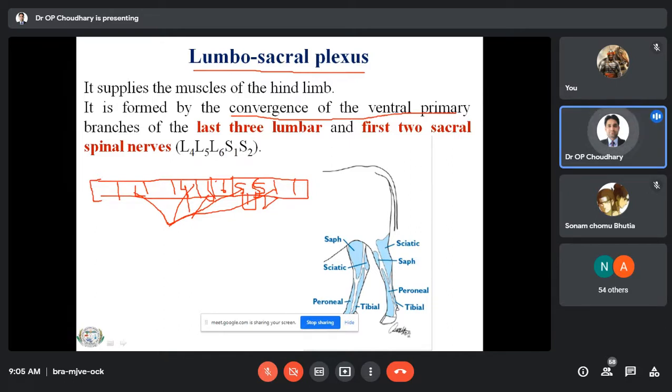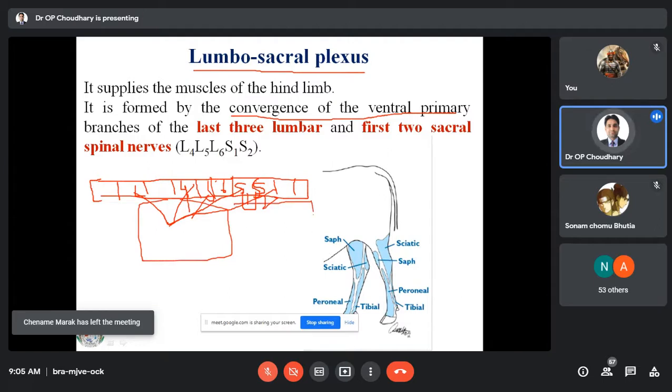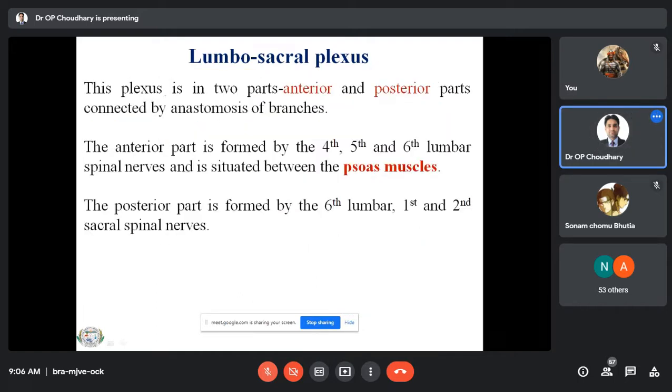And this plexus is usually divided into 2 parts: an anterior part will be present here, and there will be one posterior part, that is behind the anterior part, and the anterior and the posterior parts are connected by anastomosis of their branches. So now you can see the lumbosacral plexus consists of anterior and posterior parts connected by anastomosis of the branches. Now, the anterior part is formed by the 4th, 5th, and 6th lumbar spinal nerves.